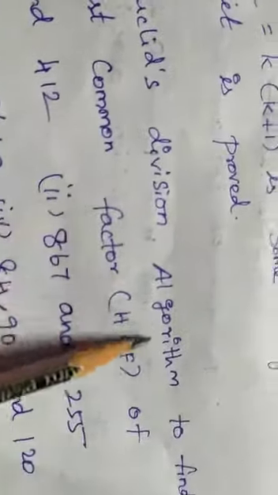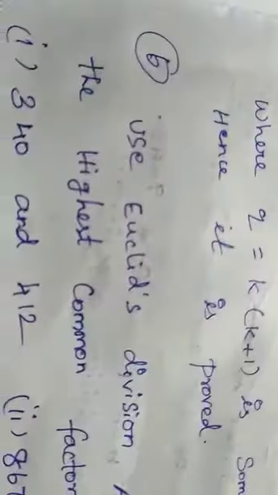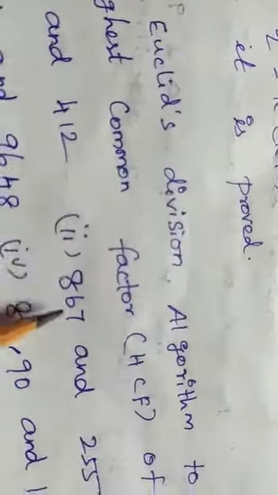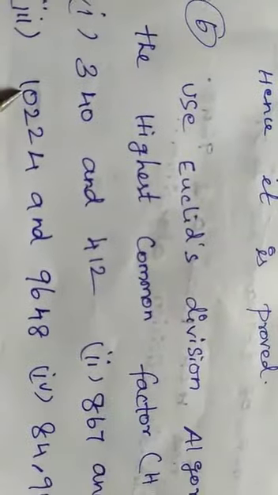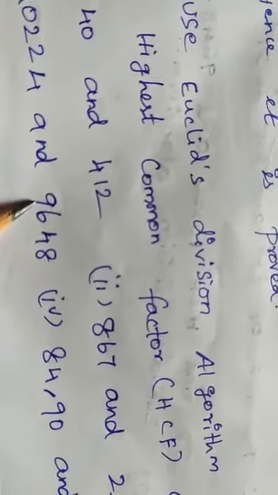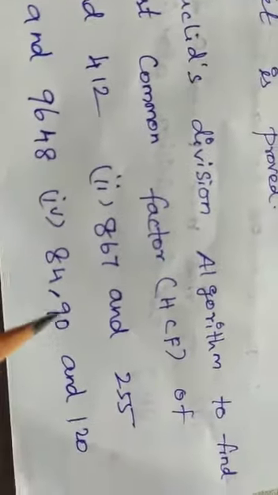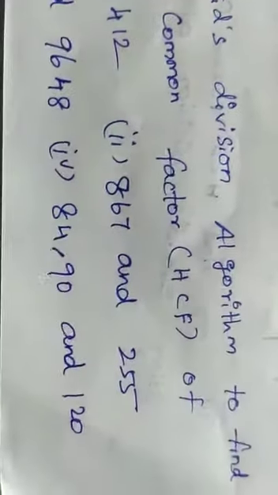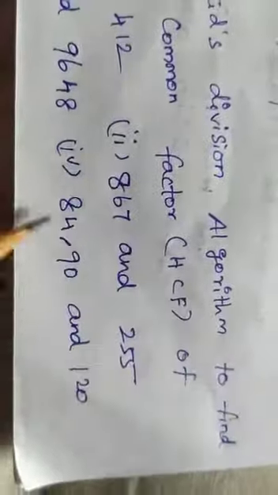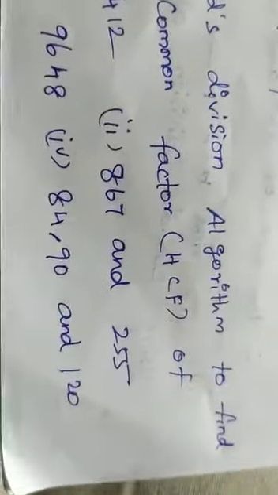So let us go to the sixth one. Use Euclid's division algorithm to find the highest common factor, HCF, of first one 340 and 412, second one 867 and 255, and third one 10,224 and 9,648, and fourth one 8,490 and 120. Sorry, it is 3 numbers: 84, 90 and 120.